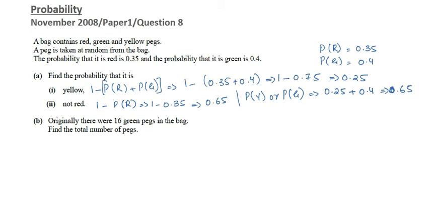Now in B part they are saying originally there were 16 green bags in the bag. So we have 16 green bags in the bag. Find the total number of bags. So if we find the probability of green, for example, in numerator we will write number of green bags, and in denominator we will write total number of bags.